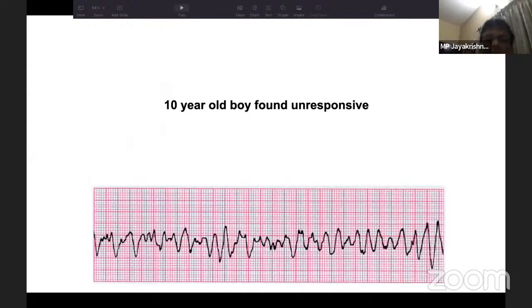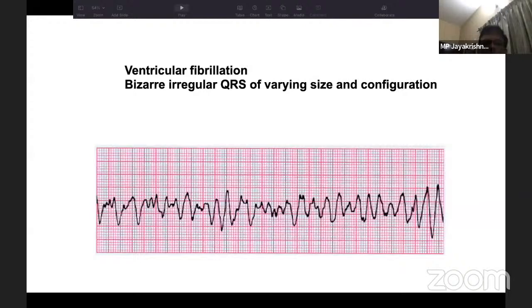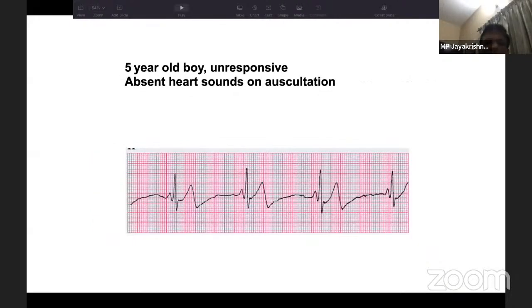This one, another child found unresponsive, 10-year-old. This is rather obvious, totally chaotic complexes there. This is ventricular fibrillation. So if you cannot make anything out of an ECG, it is very likely that this is ventricular fibrillation like this.